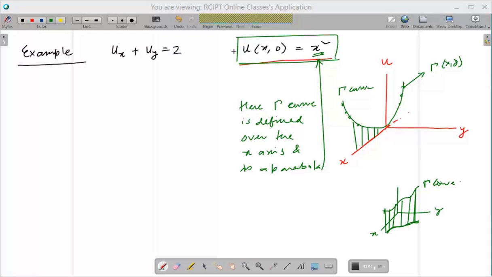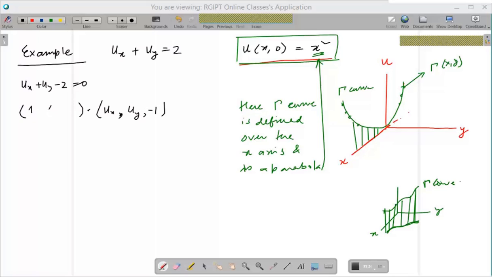So now, what do I do first? If you go back to our procedure, what I'm going to do is write it like ux plus uy minus 2 equal to 0. And then I'm going to write it as a dot product of two vectors. One has the form, remember, ux, uy, minus 1. So here this would be equal to (1, 1, 2). That would be equal to 0.